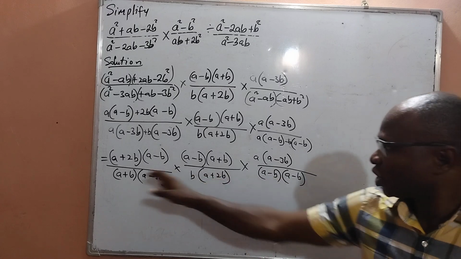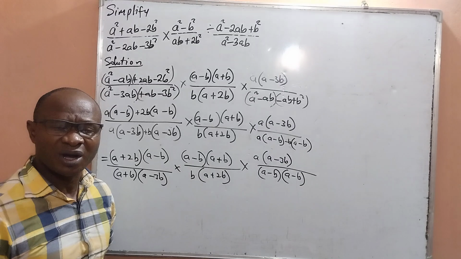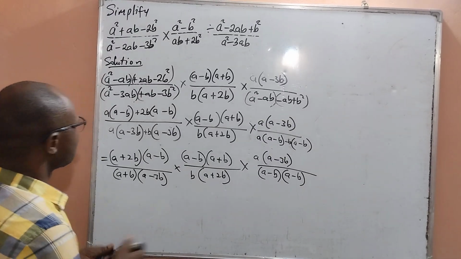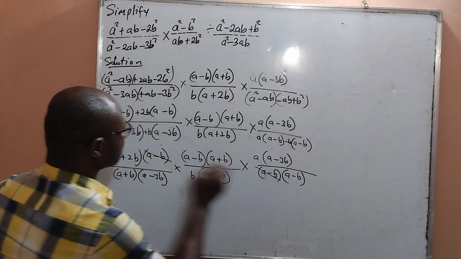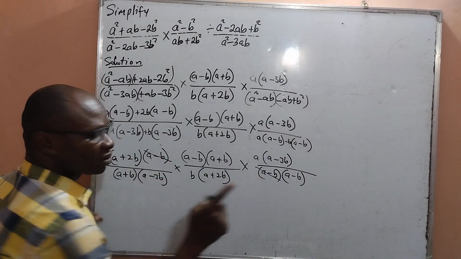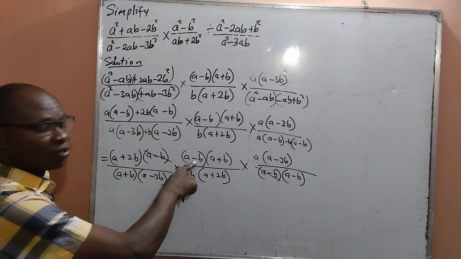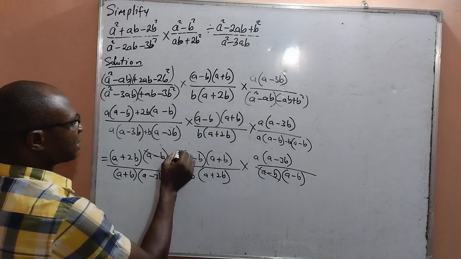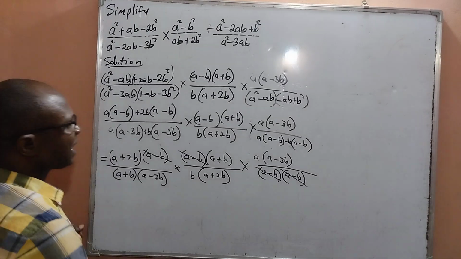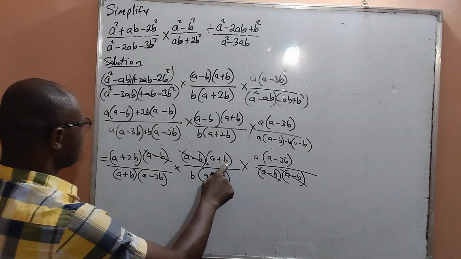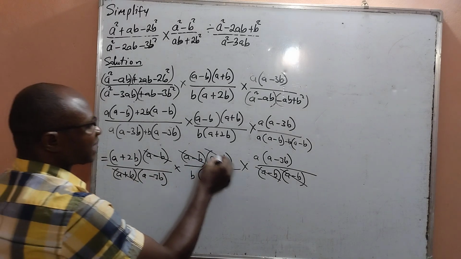Now, because all of them are multiplying, we now begin to cancel what is common at the numerator and denominator. If you look very well, I have here a minus b, numerator, denominator, cancels. Again, I have here a minus b at the numerator, a minus b at the denominator, two of them cancel. Okay? Moving forward, here I have a plus b at the numerator. I also have a plus b at the denominator, two of them cancel.